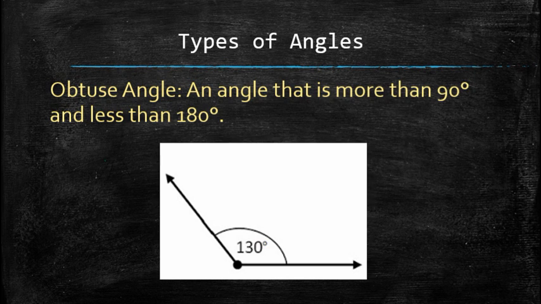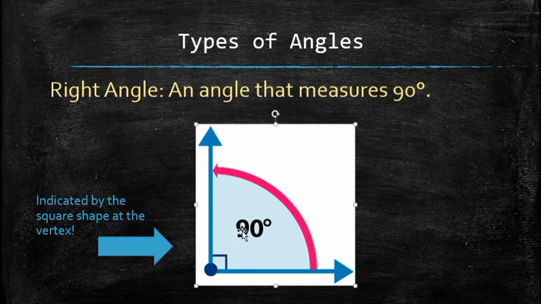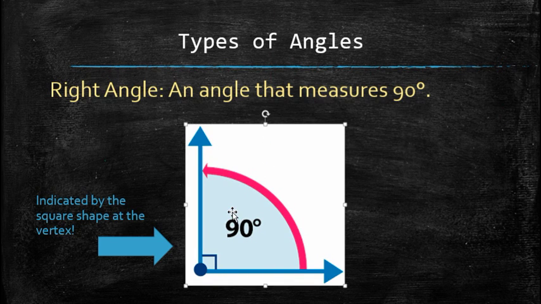And we're going to be practicing this as well. So a right angle is an angle that measures 90 degrees. It's indicated, and you see here that there's a little square shape at the vertex. And that's how you can tell, even if it doesn't say 90 degrees, that the angle is a 90-degree angle. And you'll see it kind of looks like a floor and a wall. It's a perfect 90-degree angle, right?